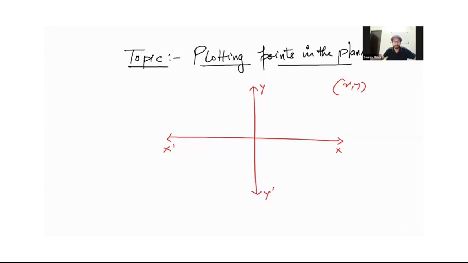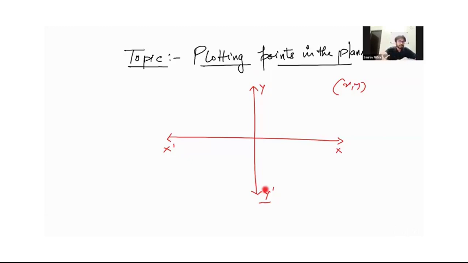So negative values are represented by the y dash portion and by x dash. This is your positive side, and this is your negative side. All of this is positive, and this is your negative case.